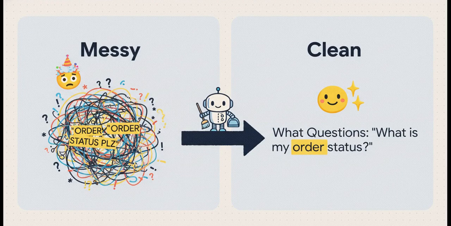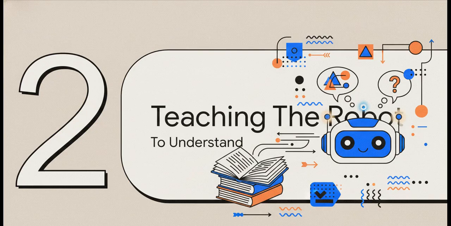Look at those messy questions on the left. Someone might type, "Where is my order?" or "Order status, please." That's kind of confusing, right? So we have to become data cleaners. It's our job to take those messy questions and tidy them up into a nice, clean question like this one on the right. What is my order status? Ah, much better. Now our robot can actually understand what the person is asking. Okay, awesome. Our robot has read tons of stuff, and we've helped it clean up all its notes.